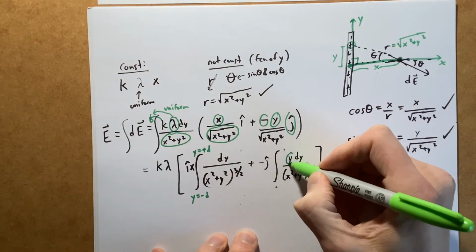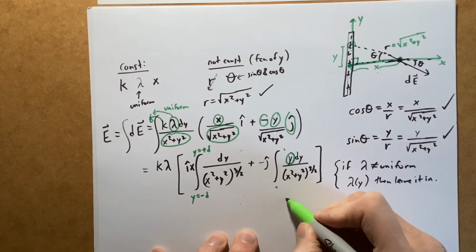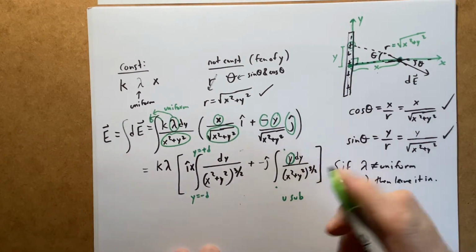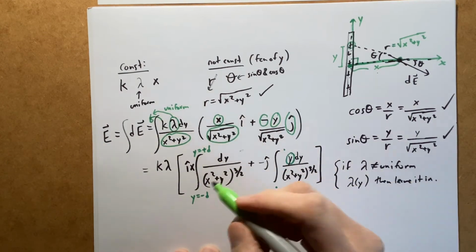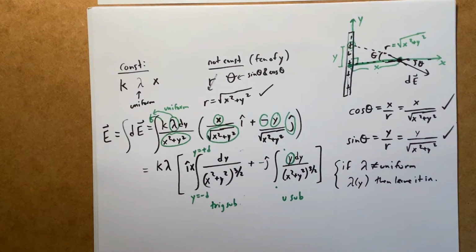Remember how to do these. The y here, that's your saving grace here. That will allow you to do this as a u sub. There is no y in the denominator here, or in the numerator here, so this is actually a trig sub. So these are hopefully techniques that you have seen in a math class at this point.